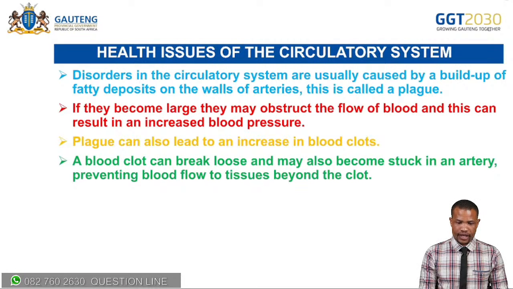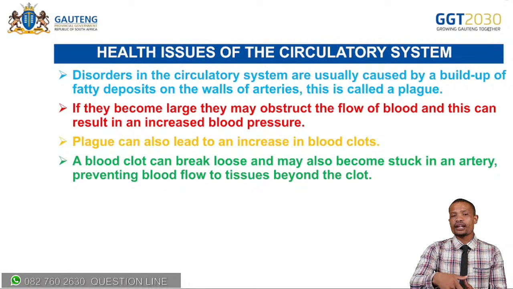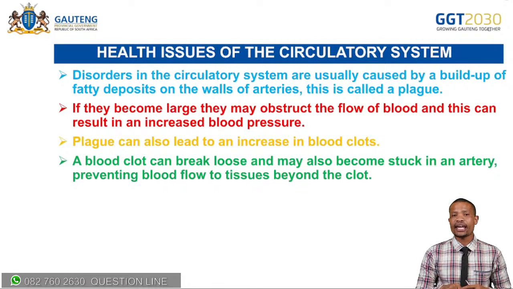Right. So a blood clot can break loose and may also become stuck in an artery, preventing blood flow to tissues beyond the clot. So once there are clots forming inside the blood vessels, they may end up obstructing the flow of blood from point A to the target cell. And when that happens, it may cause other issues that we will learn about in this section.